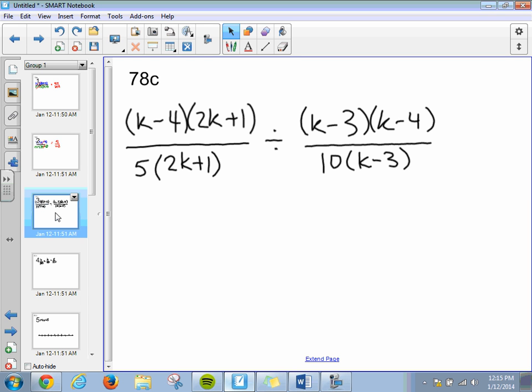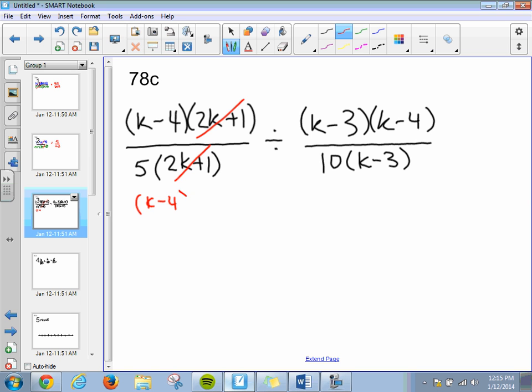Moving on to part C. Part C is a lot of the same, except they've added an extra step. Here they have us dividing. But before we do that, let's simplify before we divide to make our lives a ton easier. So first, what I'm going to look for is in my first fraction, what they have in common is this 2k plus 1. So I'm going to cancel that out.